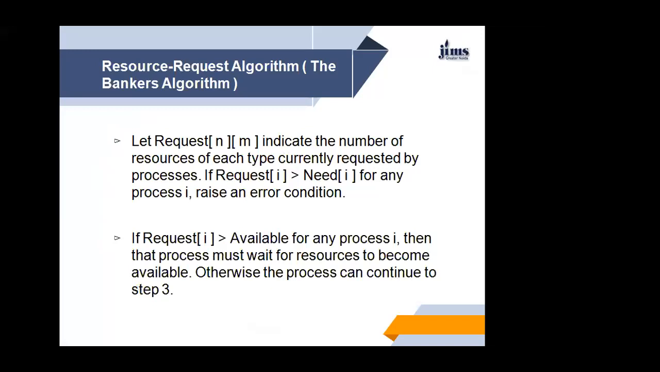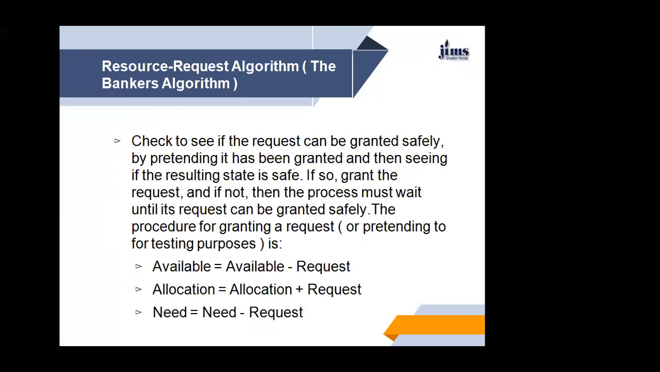Now, this is the third step, which is very important. Check to see if the request can be granted safely by pretending it has been granted and then seeing if the resulting state is safe. If so, grant the request, and if not, then the process must wait until its request can be granted safely. The procedure for granting a request, or pretending to, for testing the process is these three lines, which are very important.